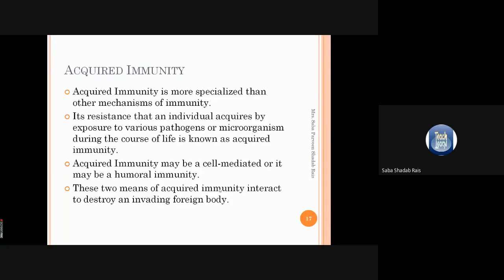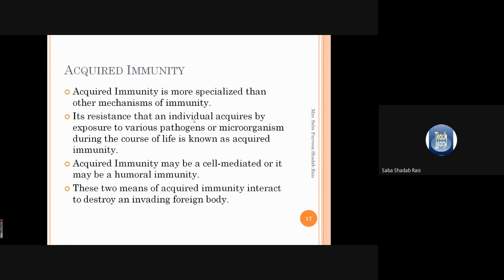Now we will be talking about acquired immunity. Acquired means we have acquired it. We have taken it from our exposure to various antigens. Now antigens have lots of types. So out of that, whatever immunity we have adapted, that is called acquired immunity.